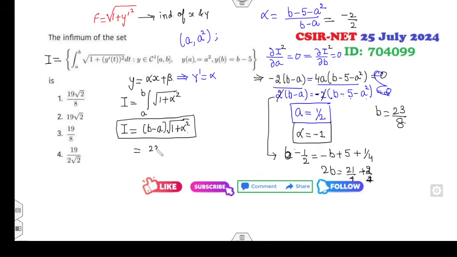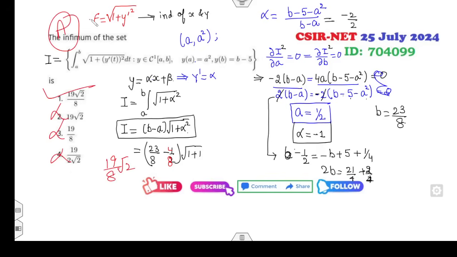Now finally I can substitute the value of, so b will be my 23/8, a will be my half, is a root 1 plus 1. Fine, so this is my 4/8, so that will be 19/8 root 2. 19/8 root 2 is the right answer of the problem.